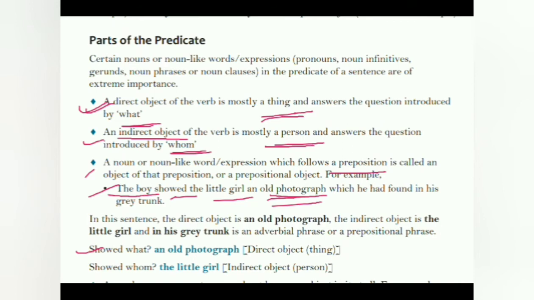And to whom is he showing? He is showing to the little girl. It's giving the answer of whom. So it's an indirect object. Alright, and the leftover sentence is a prepositional phrase or adverbial phrase, as here is the preposition and here is the adverb. Is it clear?